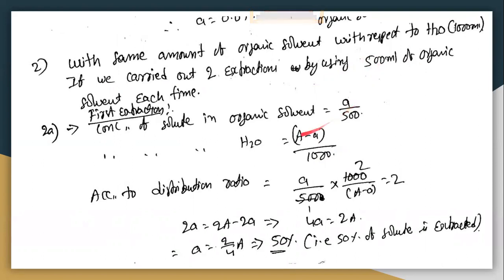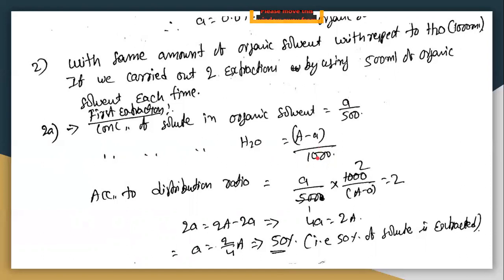So the first 500 ml is utilized in the first extraction. What happens? The concentration of solute in organic solvent is small a by 500, because here we have used only 500 ml of organic solvent, whereas the total volume of water is 1000 ml. The concentration of solute in water is capital A minus small a by 1000.